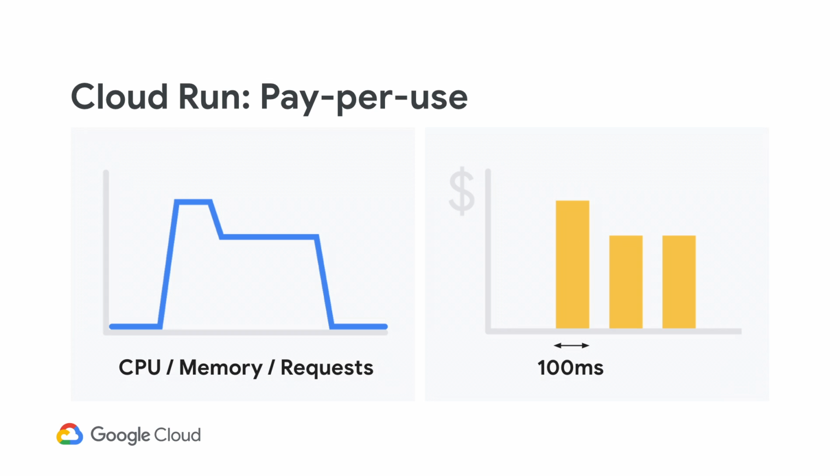But with the fully managed version of Cloud Run, there is no cluster that you are in charge of. So how are you charged? And indeed, it's a pay-per-use billing model, where you pay for the exact CPU, memory, and requests and networking that your service is actually using. And this at a very, very fine granularity. We round all of those numbers to the nearest 100 milliseconds.